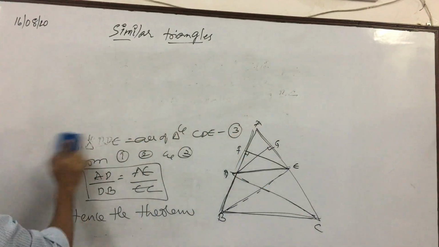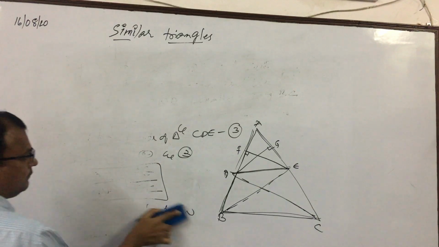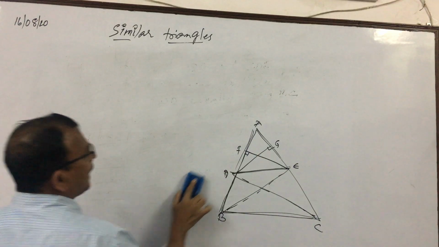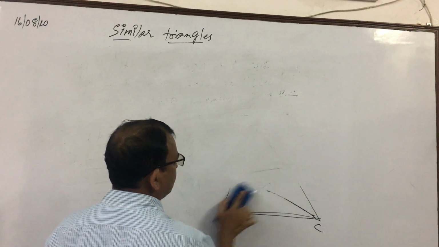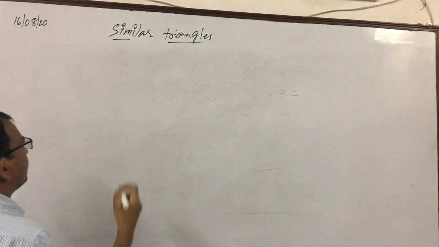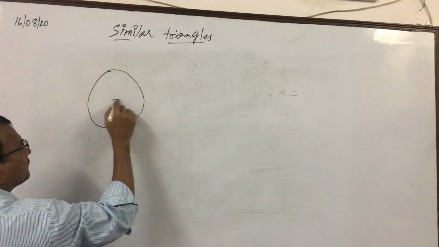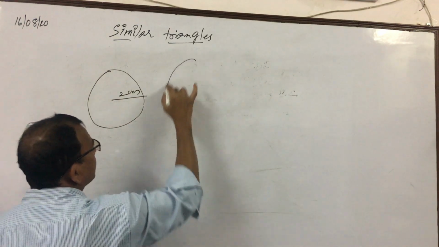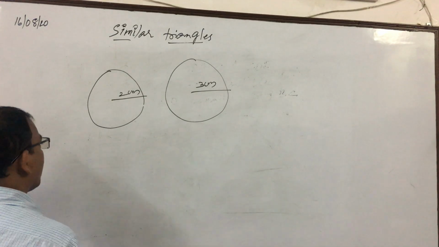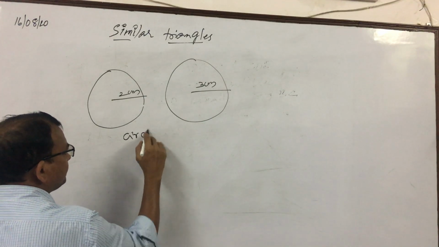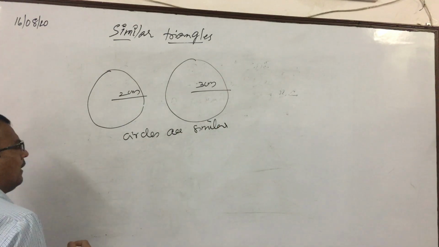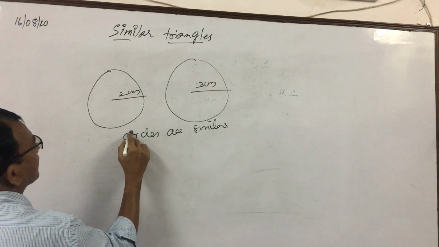Okay, just copy the figure. Two triangles are said to be similar. Now let us take a small example. This is one circle with radius 2 centimeters. This is another circle with radius 3 centimeters. So now what happens? These two circles are similar.